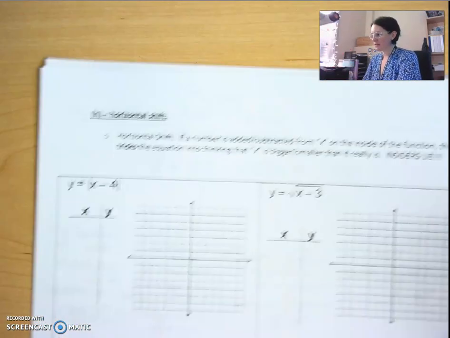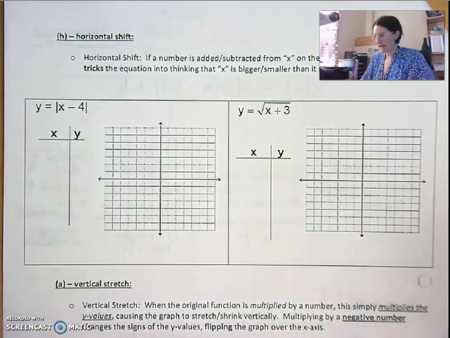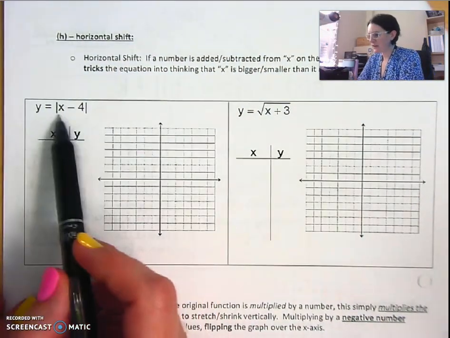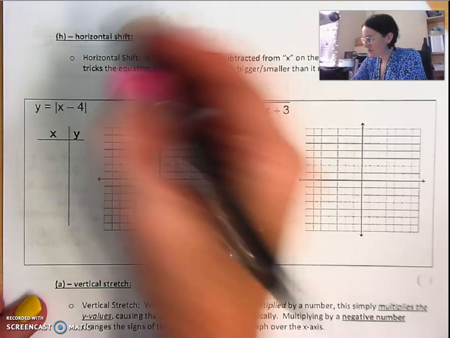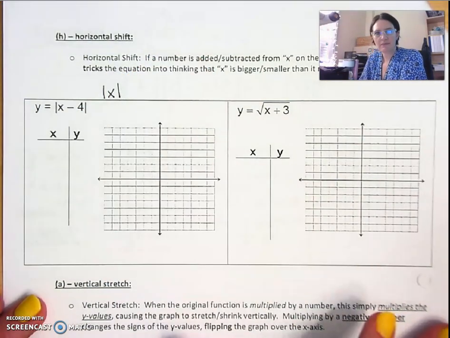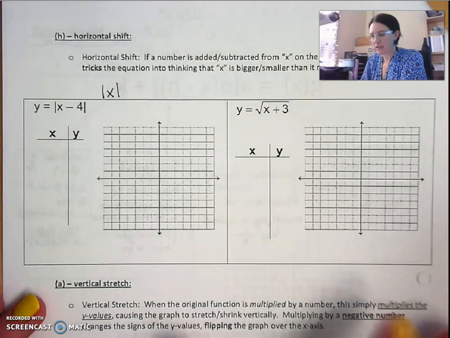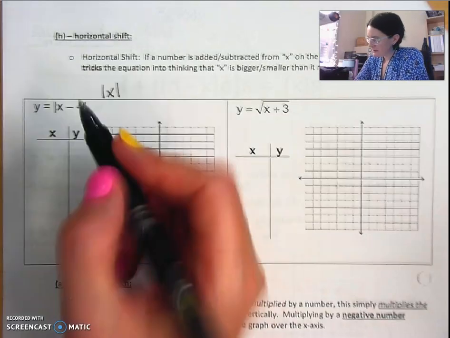Okay, so let's look at horizontal shift now. So on the left, we have absolute value of x minus 4. So you see the absolute value bars. That is how you know that the parent function is absolute value of x. So I'm going to write in my parent values that we did on our yellow reference sheet.